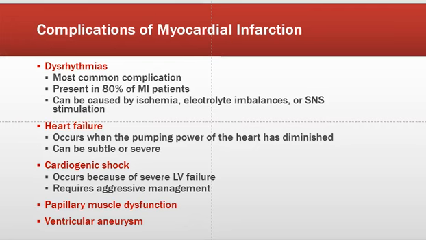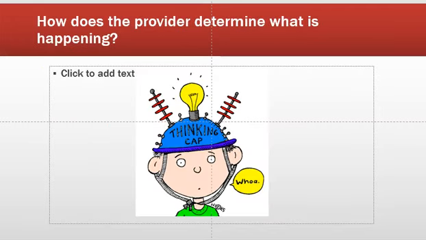I've already answered this question for you, but this is where we're going to take off in class. How does the provider determine what is happening? The patient comes into your emergency room and they're having chest pain.